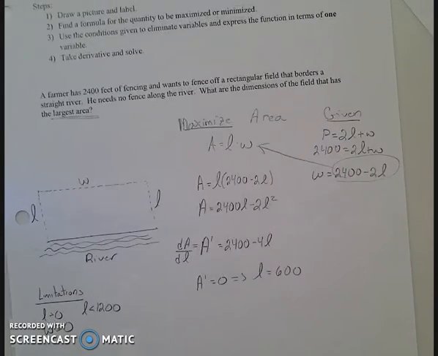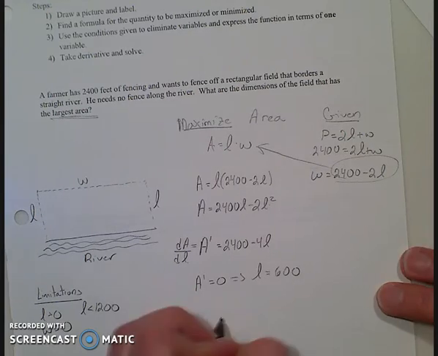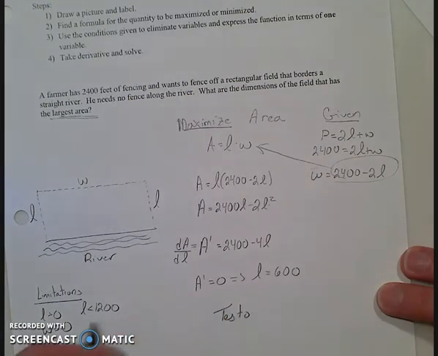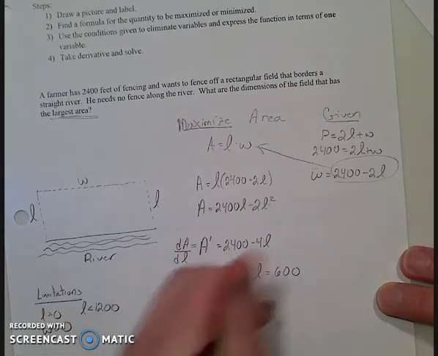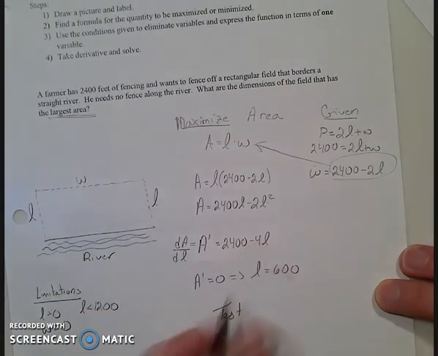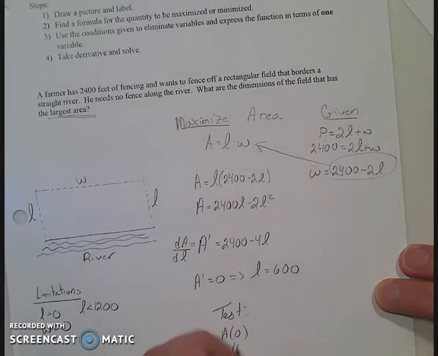And so all that's telling us that the area is maximized when L equals 600. Again, I know this doesn't make sense here, and I get it. I just want to show you that when we have our limitations, we need to test. Test A of 0, A of 600, and A of 1200.